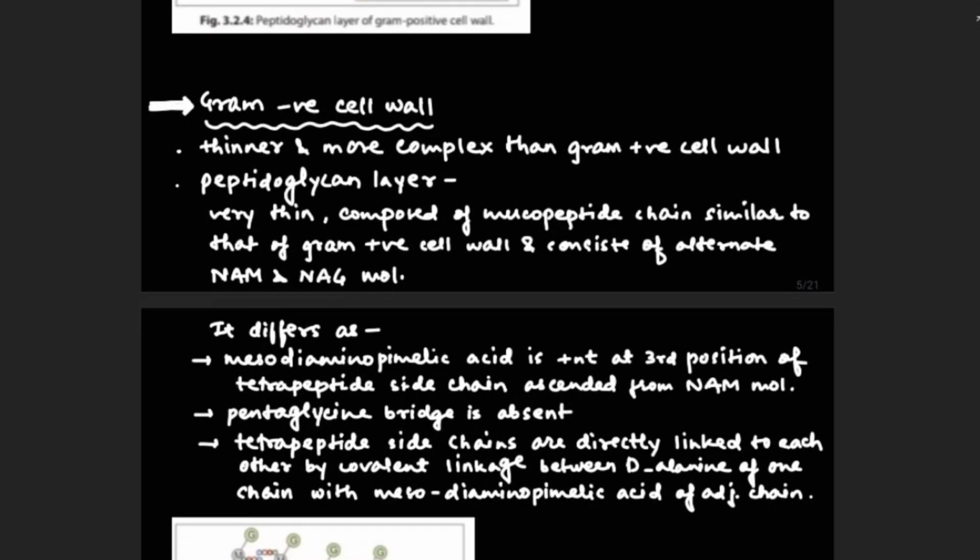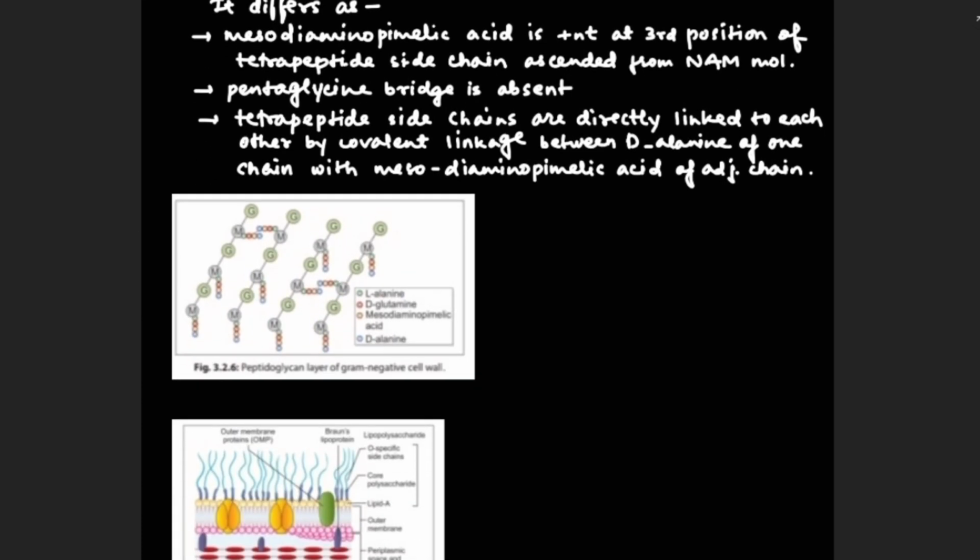Now we are going to see about gram negative cell wall. It is much thinner and more complex than the positive cell wall. It also comprises of the peptidoglycan layer which is very thin and it is composed of mucopeptide chain which is similar to the gram positive cell wall and consists of alternate NAM and NAG molecules. It differs from the gram positive cell wall as it has meso-diaminopimelic acid which is present at the third position of the tetrapeptide side chain which is ascended from the NAM molecule.